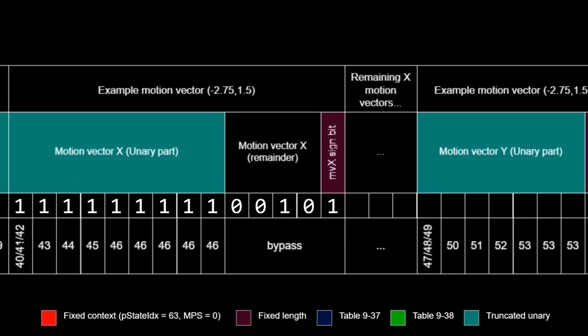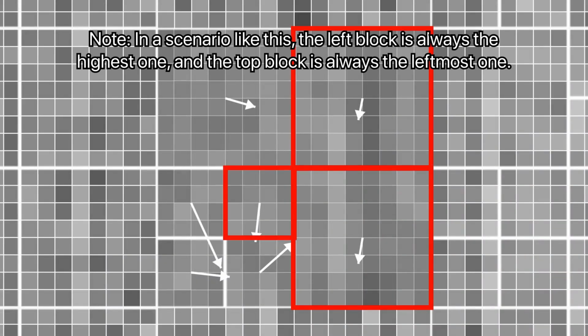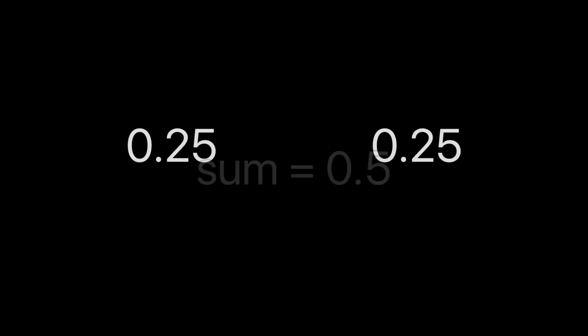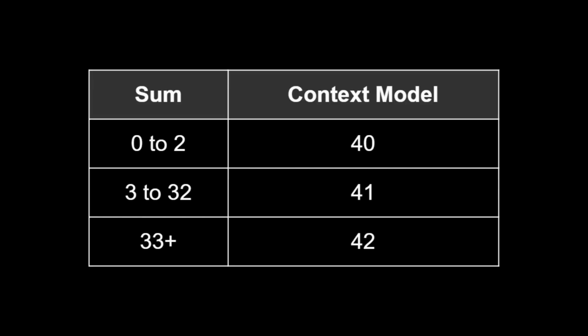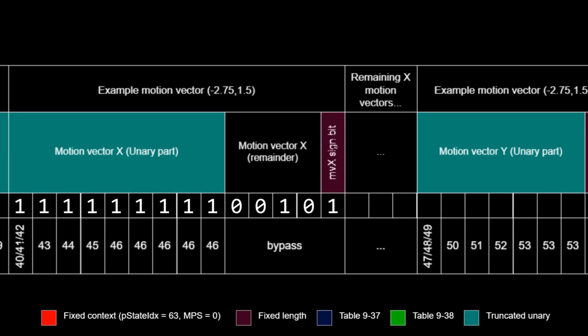Let's first encode the unary part of our X offset. The first bit will use context model 40, 41, or 42, depending on a few factors. Firstly, find the top and left partitions and get the X of their motion vectors. Get the absolute values and add them together. Finally, use this mapping to determine the context offset. The next 3 bits will use context models 43, 44, and 45, and the rest will use 46.